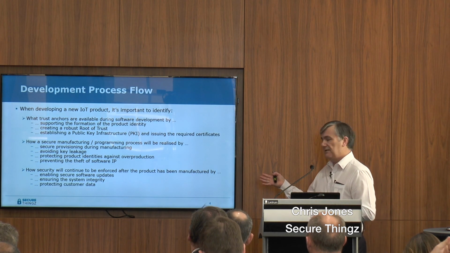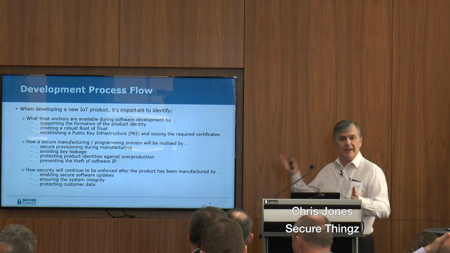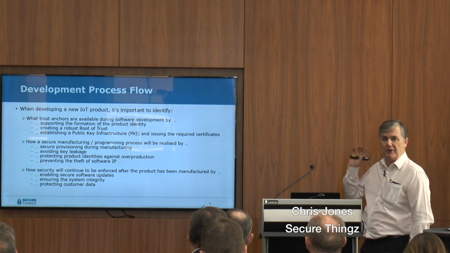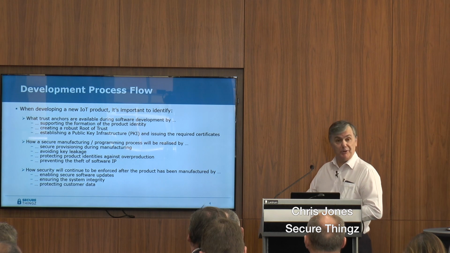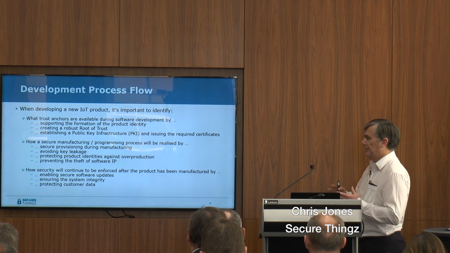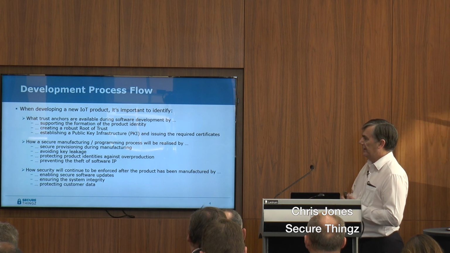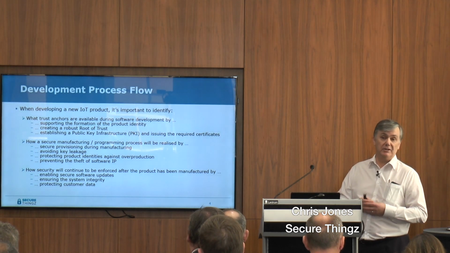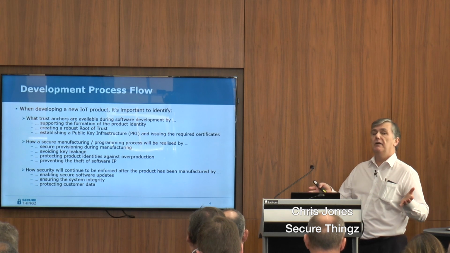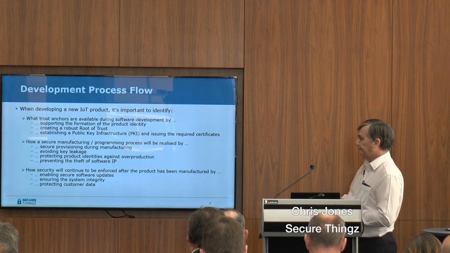Protecting product identities against overproduction. That's a killer. You don't want a second line running in the dark behind the line you're using, producing similar products overnight. So things you need to do to prevent that. And then, of course, the key one is basically to protect your software IP. You've invested a lot of money in this software, so you need to protect it.